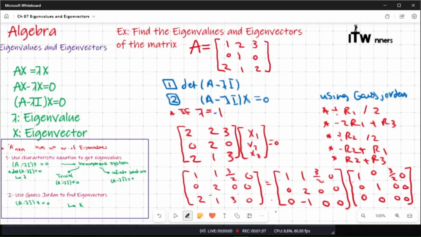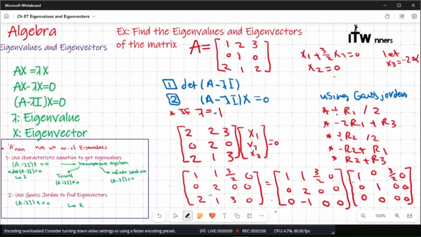So from here, let me write this. Here x1 plus 3 half x3 equal to 0, x2 equal to 0, okay? So let x3 equal to negative 2 alpha, then x1 will be equal to 3 alpha, okay?